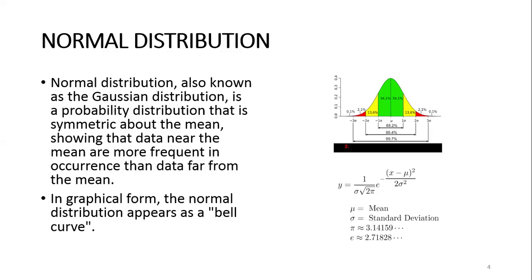All right. Now the normal distribution. The normal distribution, also known as the Gaussian distribution, is a probability distribution that is symmetric about the mean, showing that data near the mean are more frequent in occurrence than data far from the mean. And we know it's a bell-shaped distribution.